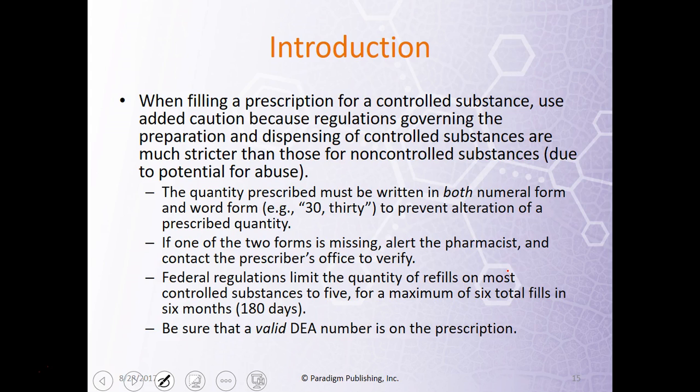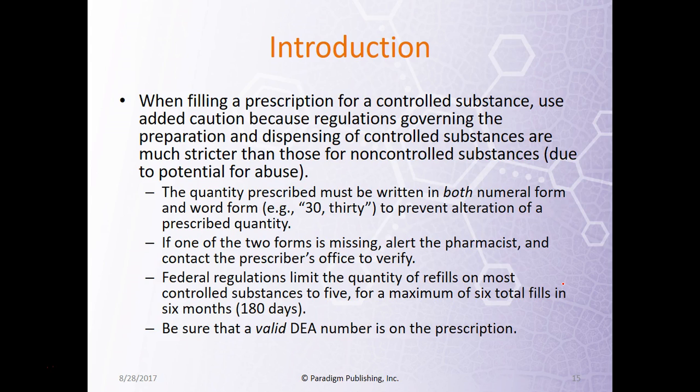So when filling a prescription for a controlled substance, use added caution because regulations governing the separation and dispensing of controlled substances are much stricter than those for non-controlled substances. The quantity prescribed must be written in both numeral form and word form, 30 and thirty, usually with one of them in parentheses, to prevent alteration of the prescribed quantity. If one of the two forms is missing, let the pharmacist know and contact the prescriber's office to verify.